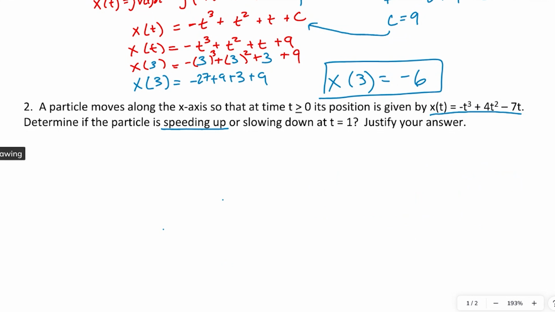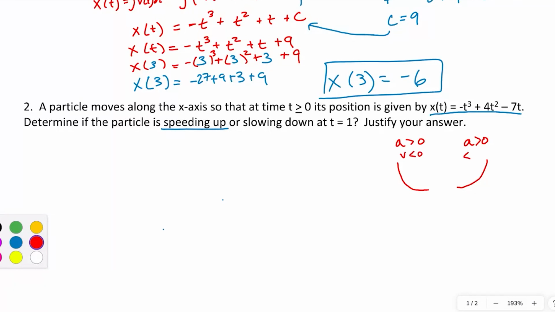Got too much going on here. So if the acceleration is positive, that's when your position curve is going to be concave up. It's either going to look like this or like this, right? Both of these have positive acceleration. But in one case, the velocity is negative, and in the other case, the velocity is positive. It's not a V.